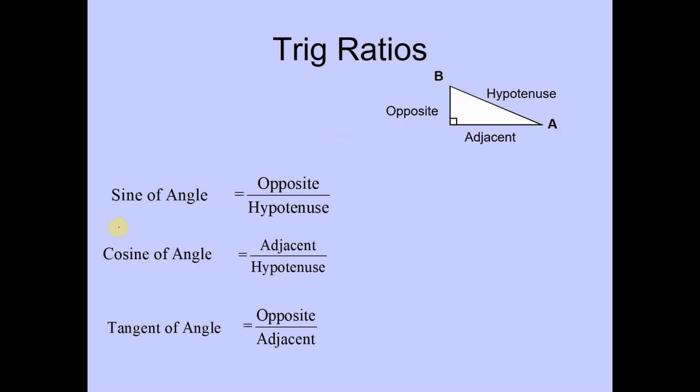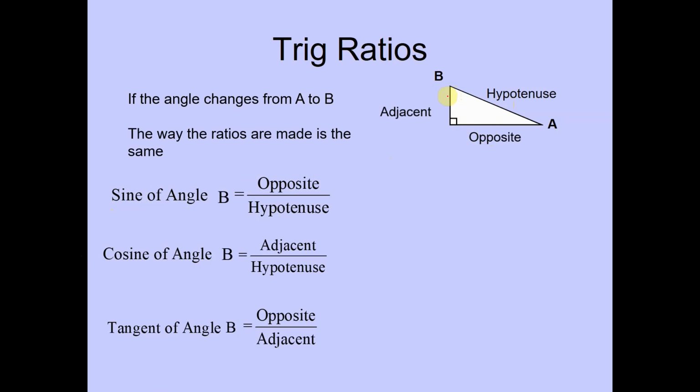And then even when we change the angle to B, it's still the same name of ratio. So sine is still opposite over hypotenuse, but this time that's the opposite and that's the hypotenuse. So you always compare it to the angle that it's given. Very important. Okay, I can't stress that enough. It depends on which angle is given to us as to which side is opposite, which side is adjacent.